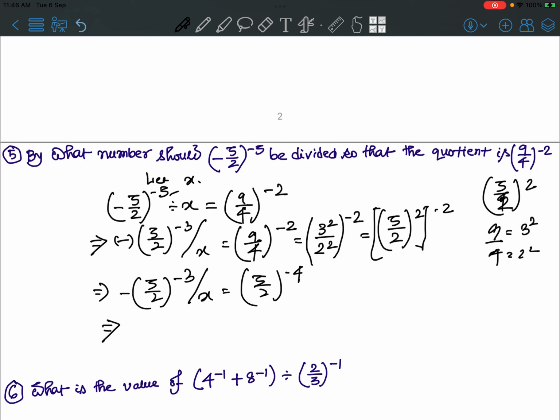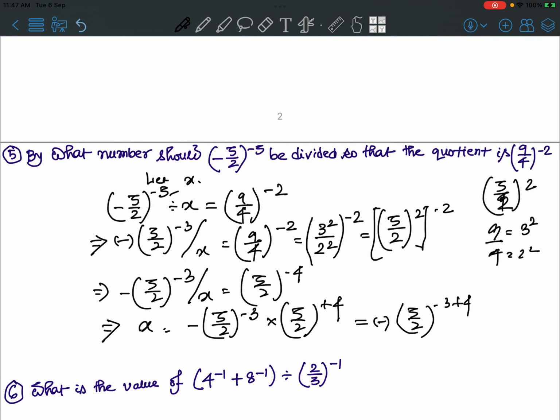Now we can write x equals minus 3 by 2 to the power of minus 4 into 3 by 2 to the power of plus 4. As the bases are equal, the powers will be added. That means minus of 3 by 2 to the power of minus 3 plus 4, that is minus of 3 by 2 to the power of 1. The final answer comes out as minus 3 by 2.